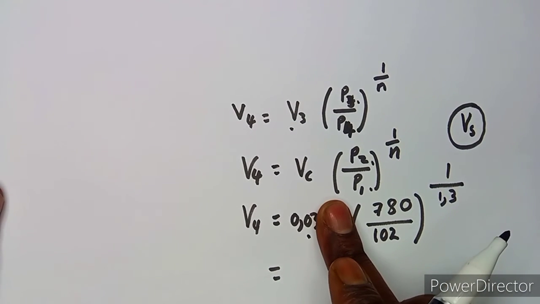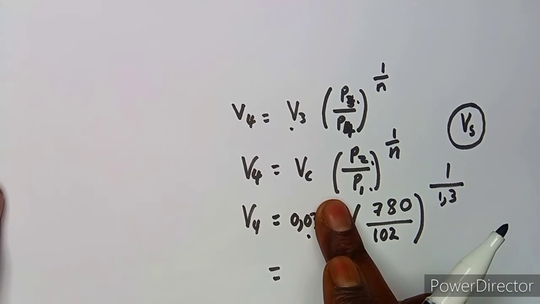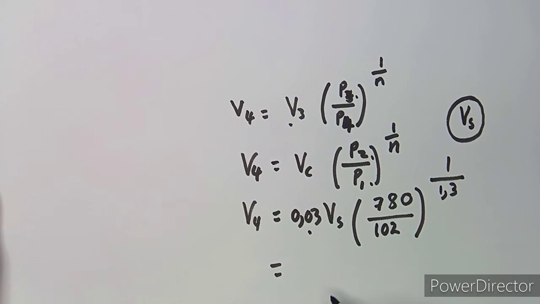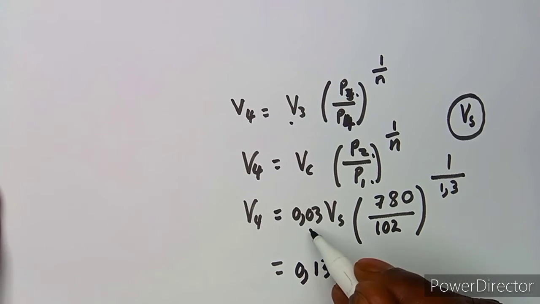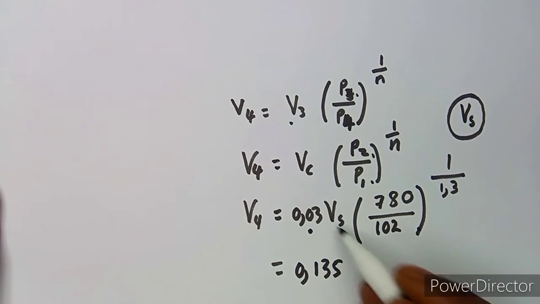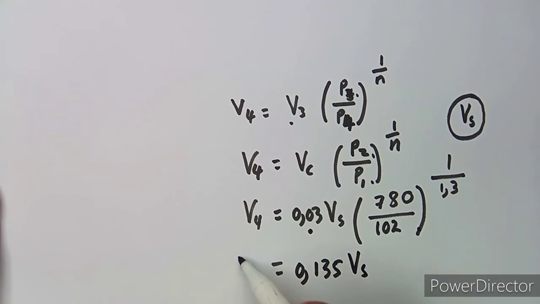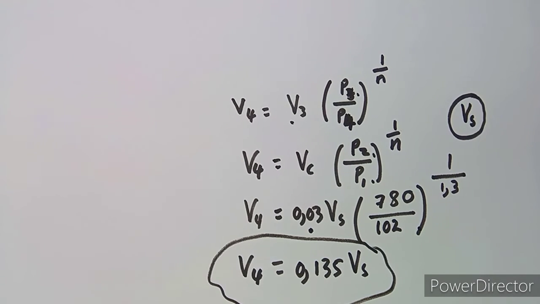Then Vs, you multiply the answer by Vs. So everything is going to give you something like 0.135 if you multiply this and this, times what? Times Vs. So this is our V4 in terms of Vs. So as you can see, we have something there.